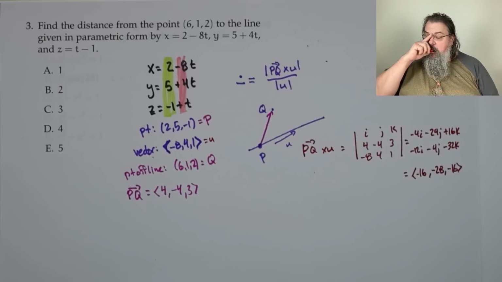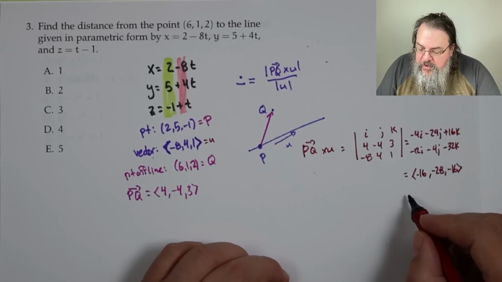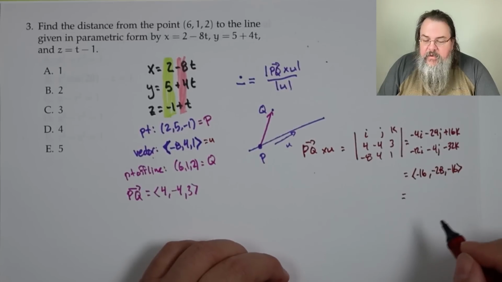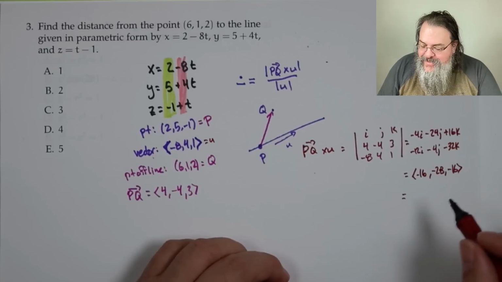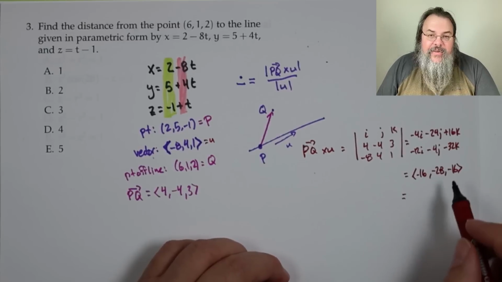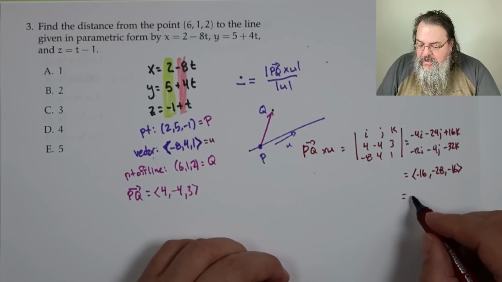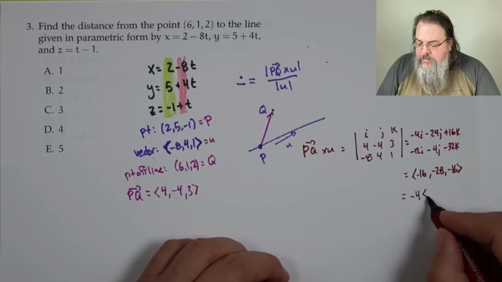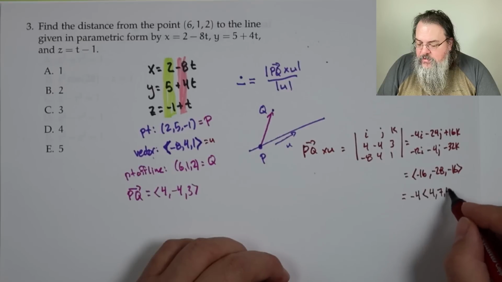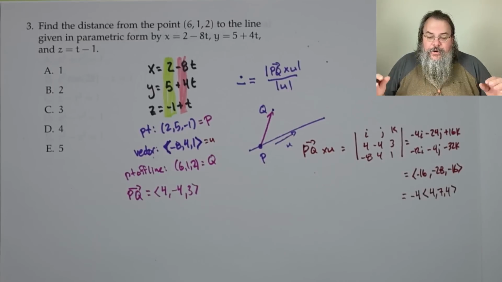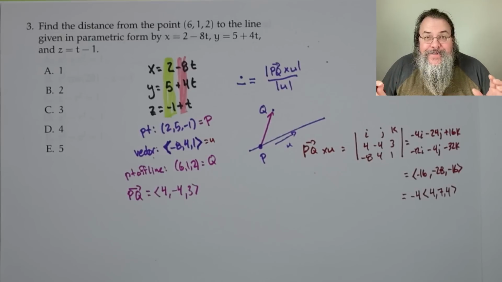Okay, all right. Well, I like to pull out common factors because oftentimes it makes computations easier. And 16 and 28 and 16 all have factors of 4. We can pull out a -4: -4, 4, 7, 4. Now, I always get nervous, and so I calm my nerves by checking my answer.